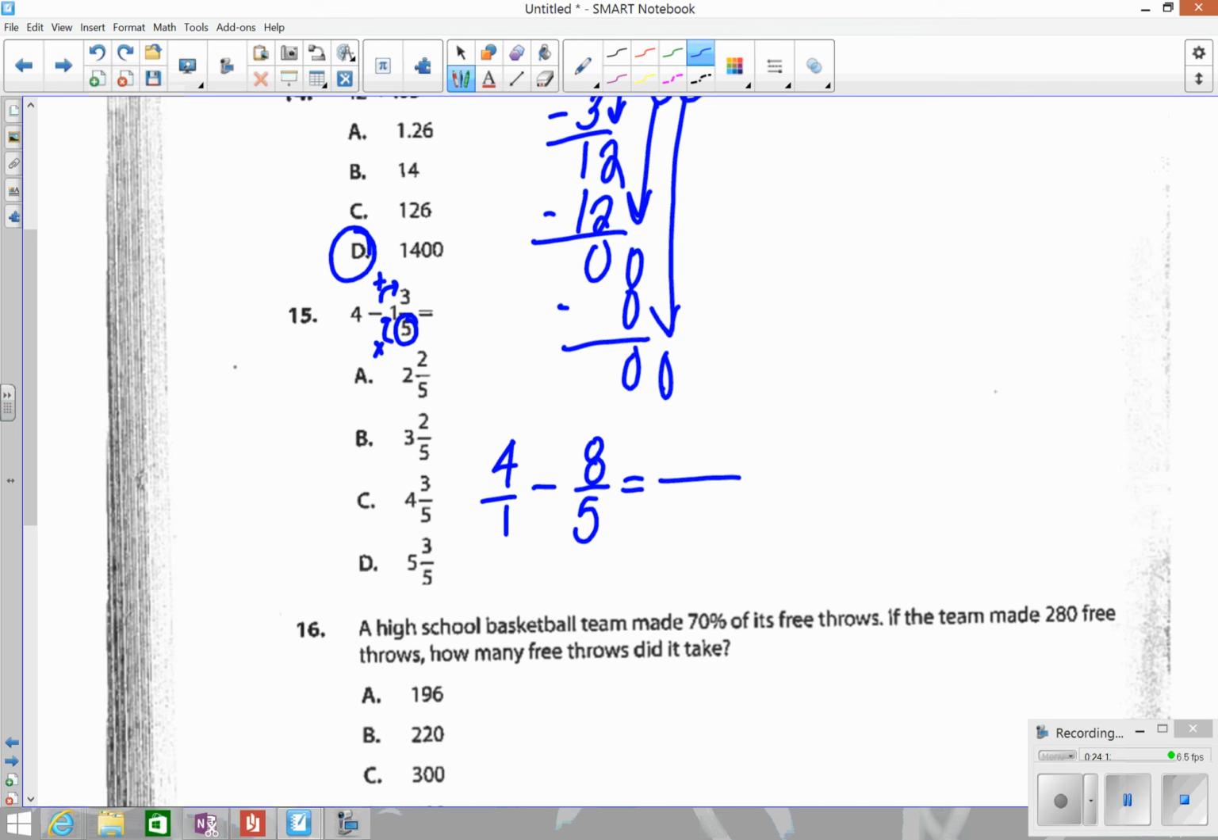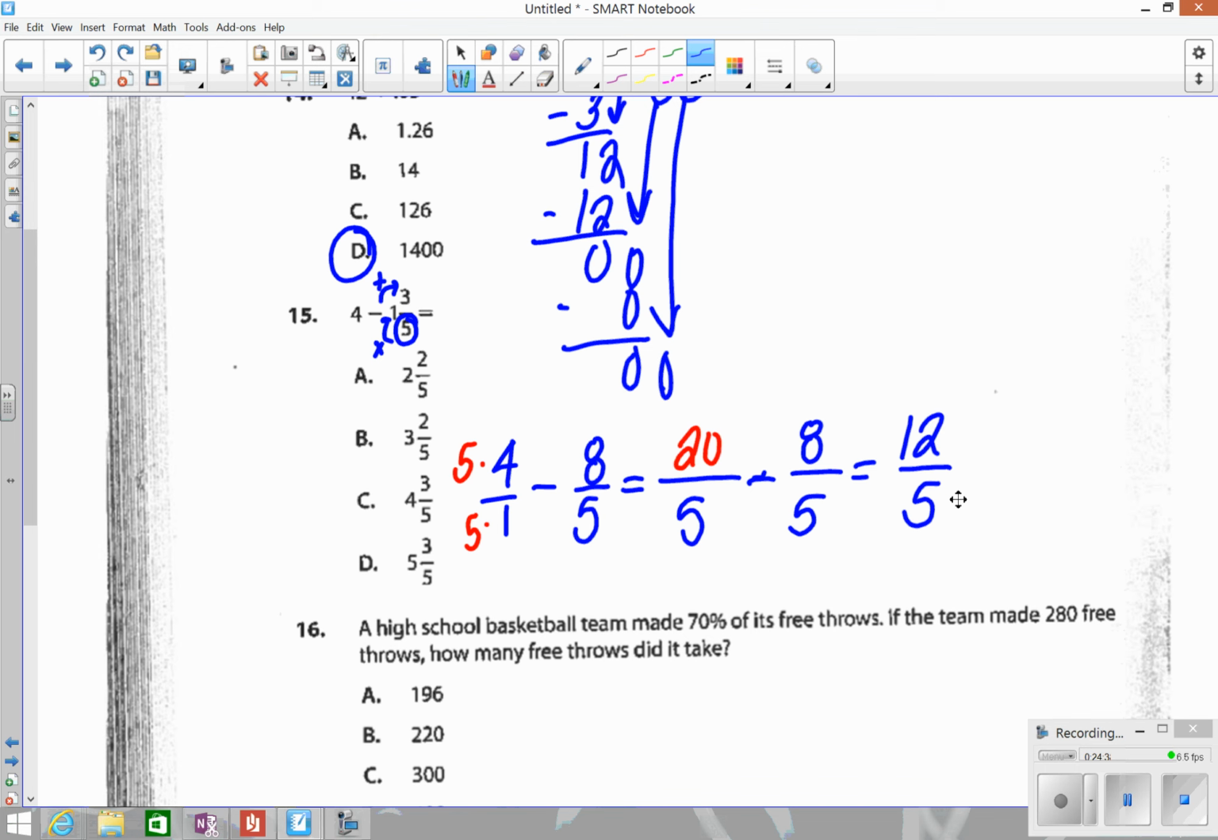So remember, in order to be able to subtract, you've got to have common denominators, which in this case is going to be 5. So what did I do to 1 to get to 5? Well, I multiplied it by 5, so that means I've got to do that on top as well. And then the 8 over 5 is just going to stay as is. When we go to subtract, we're going to keep the 5. We're going to subtract these, so we get 12.